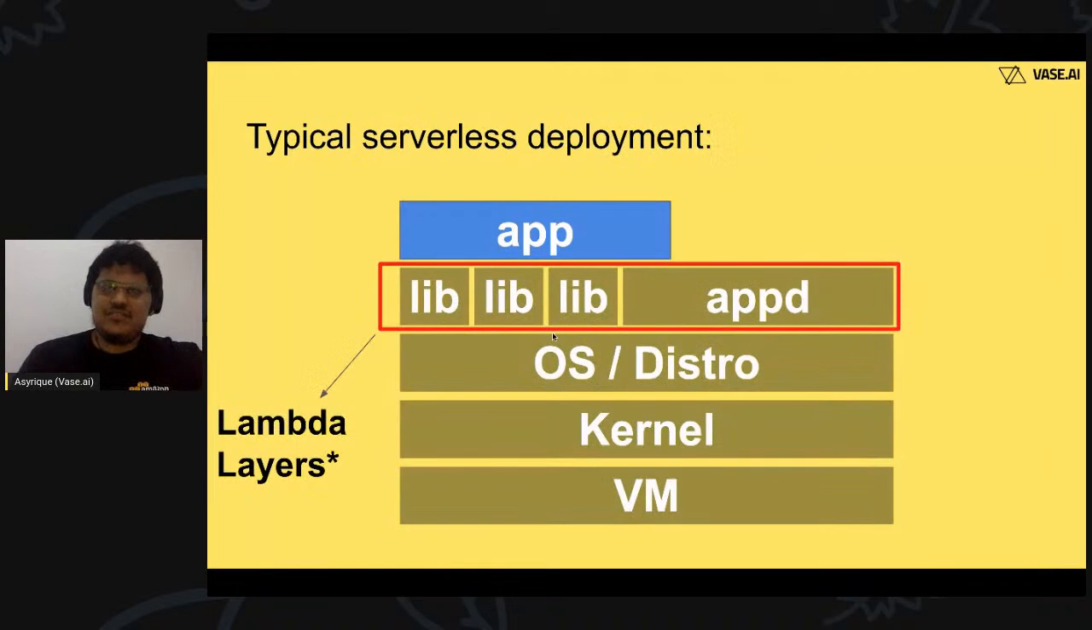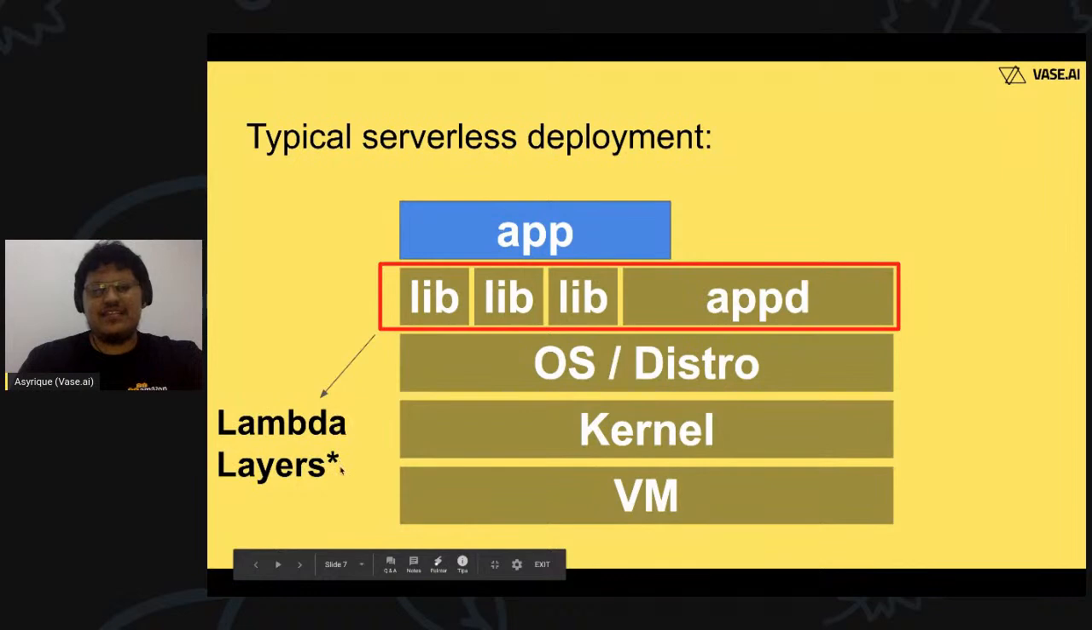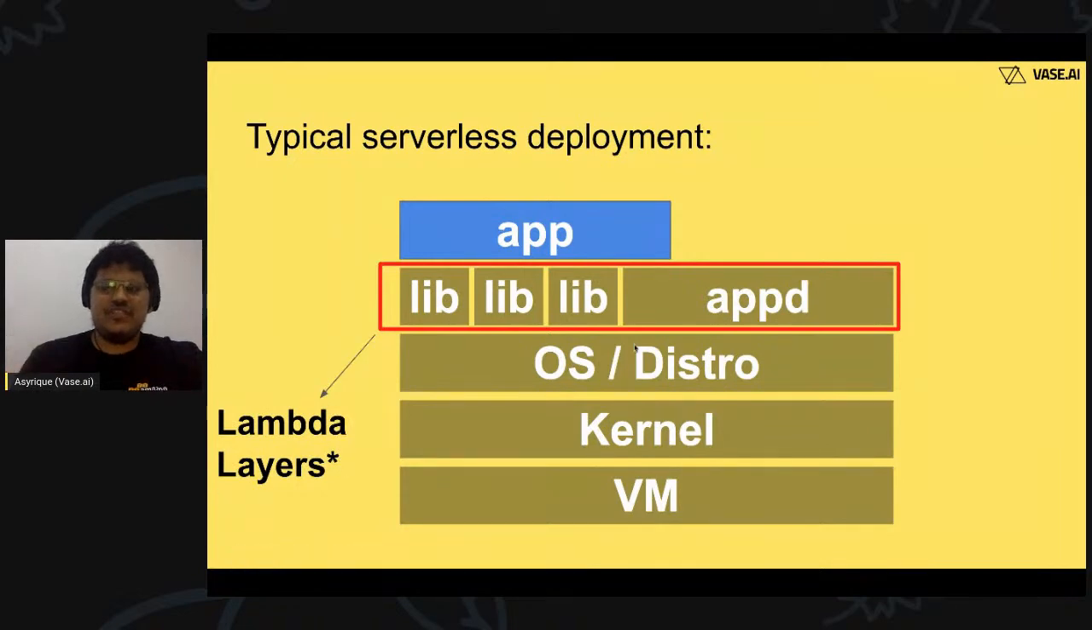So this is what serverless deployment looks like. All of the gray stuff here, the VM, the kernel, the OS, the libraries to a certain extent, is managed by the cloud provider, and you just take care of writing your app. Of course, there are some instances where you want to have your own libraries, and for that there's Lambda layers, so that's why I added a star there, but that's not really within the scope of today's talk.